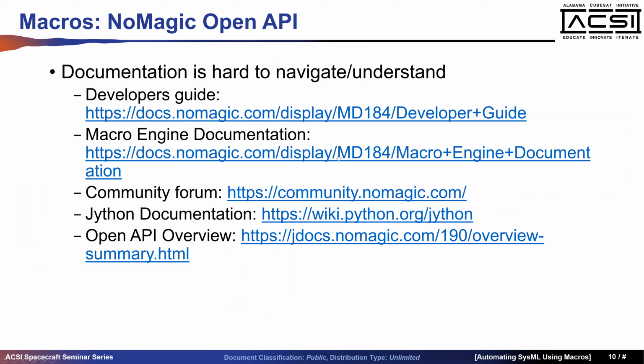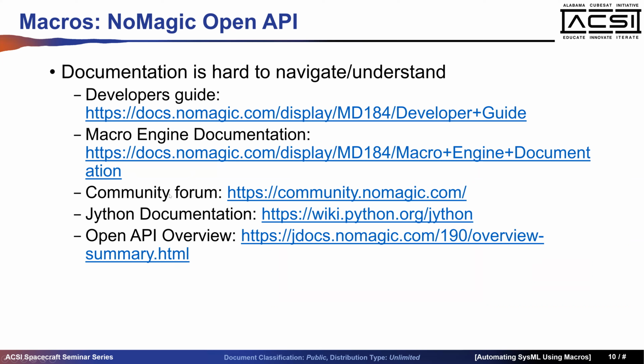So another thing to point out is one of the difficulties with writing macros is dealing with the No Magic Open API. It's kind of hard to understand. There's a lot of information, and I would really recommend going through and reading some of this and delving into some of these links that I have here. So I've got the developer's guide. That's a basic general overview. The macro engine documentation. There is a community forum.